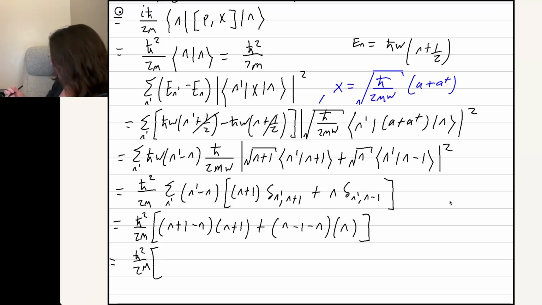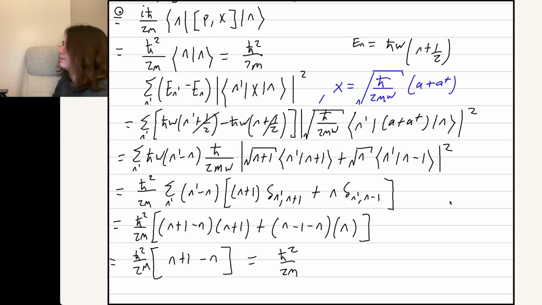Simplifying these, that is just n plus 1, and this is just minus n. So you get h bar squared over 2m. So Thomas-Reiche-Kuhn works there too. All right, nice.